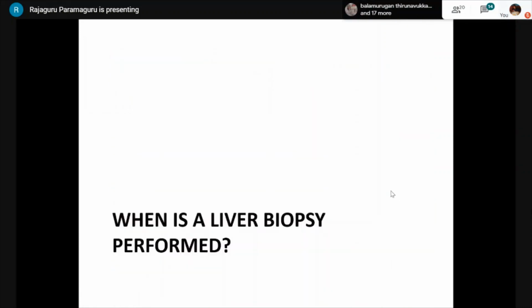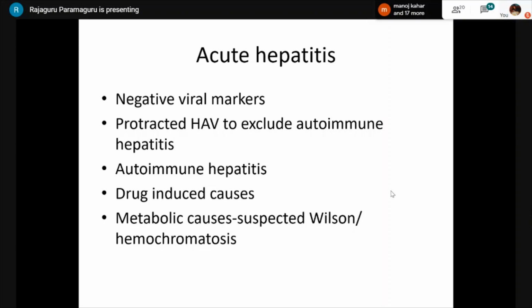Now, I think all the pathological changes are over. I am not going to discuss much more about that. So we'll go to the other challenges we face while reporting liver histopathology. When is a liver biopsy performed? I think I've told you about the indications earlier, but we'll discuss them in much more detail now.